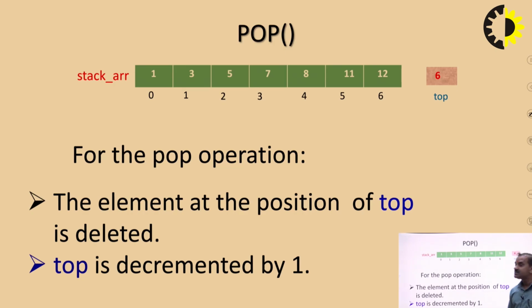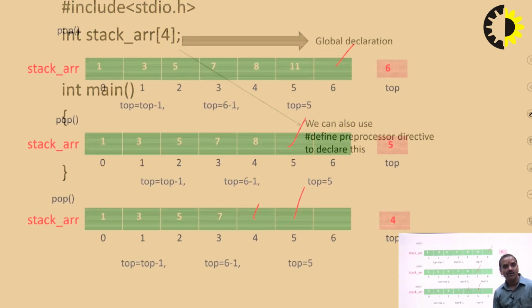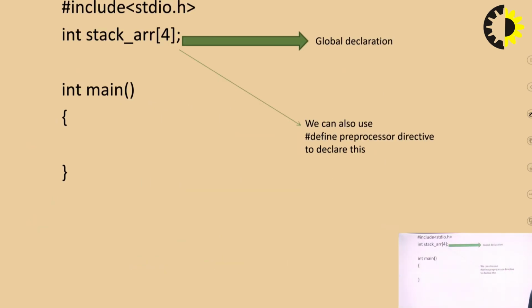Now the next operation is the pop operation. By calling the pop operation, we delete elements one by one from the top of the stack. This is the operation which is called pop. The first element is deleted by pop, the second element is deleted by pop, the third element is deleted. Like this, we delete all the elements by calling pop one by one.